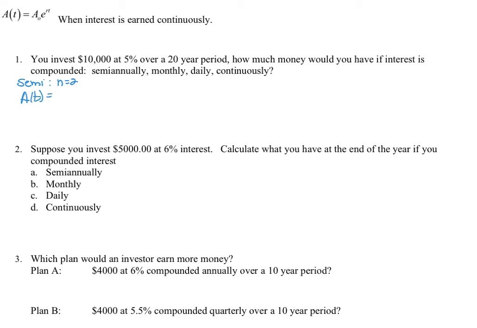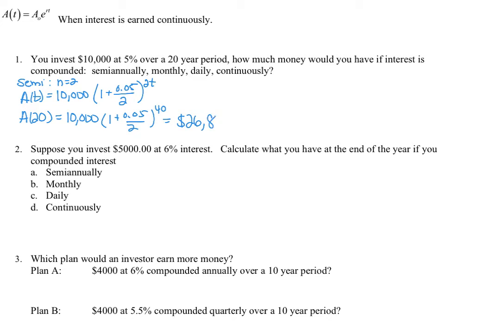So we have A of t equals my initial investment, 1 plus my rate over the number of times I'm getting interest that year, to the 2t. Now I want to find how much is there after 20 years, so I'm finding A of 20. That's 10,000 times 1 plus 0.05 over 2, to the 40. And that would give me $26,850.64.